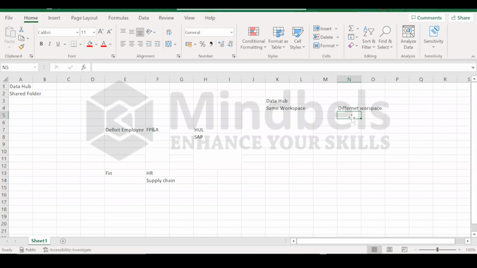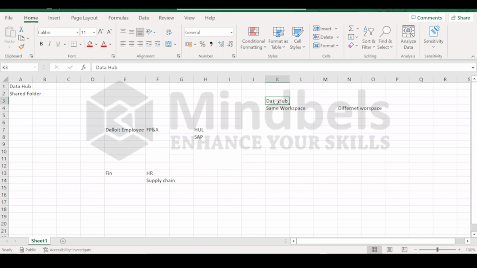So let's say your data hub is maintained under the same workspace. Some companies maintain it under the same workspace, and some companies maintain a different workspace only for the data hub model. Big companies like Deloitte, Accenture or IBM, the big four companies, have very huge data size. So if the data size is very huge, they create a separate workspace to maintain the data hub model. So if the data is huge, we keep the data hub in a different workspace, right? Absolutely.